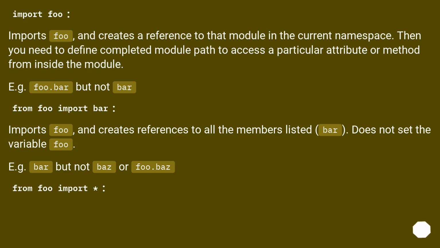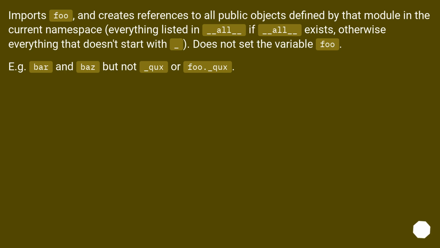From foo import bar. Imports foo, and creates references to all the members listed, bar. Does not set the variable foo. For example, bar but not baz or foo.baz. From foo import *. Imports foo and creates references to all public objects defined by that module in the current namespace. Everything listed in __all__ if __all__ exists, otherwise everything that doesn't start with an underscore. Does not set the variable foo. For example, bar and baz but not _foo or foo._foo.